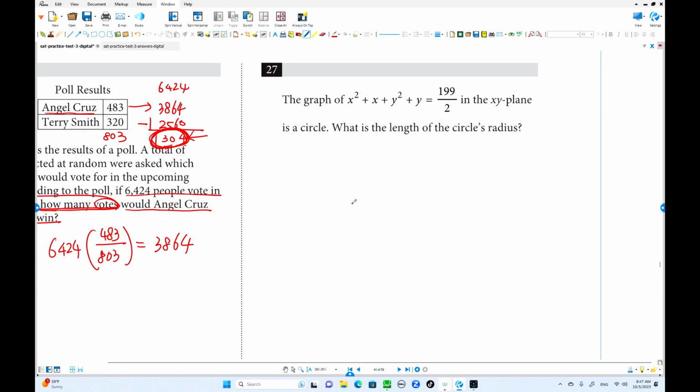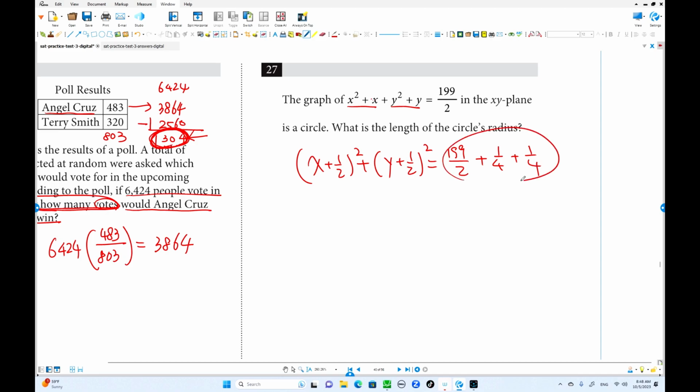So number 27. We're going to standardize the equation to find the length of the radius. Here we're going to find the perfect squared form, okay? Half of this one is 1/2, 1/2 squared. The second one is half of that, 1/2 again, y plus 1/2 squared. This is 1/4, right? You can add this one to the right-hand side, 1/4 plus 1/4, okay? So we're going to find only this one. This is 1/2. 199 plus 1, 200 over 2 is 100. That equals r squared, okay? So the radius is what? 10 is the answer.